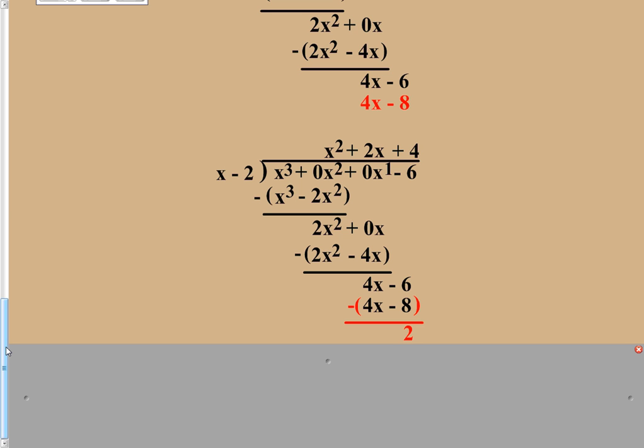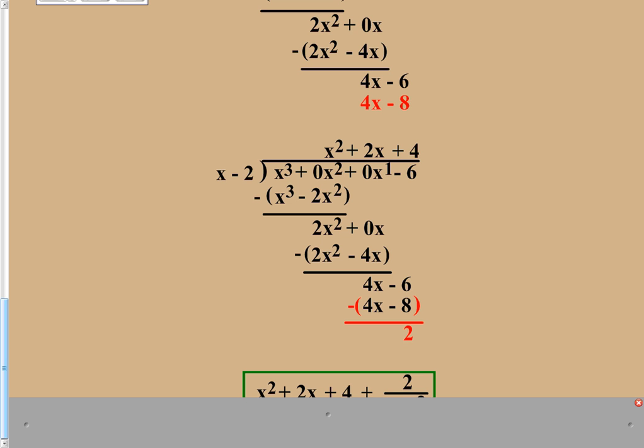The answer is x squared plus 2x plus 4, and there is a remainder on this problem. And as you remember, the remainder goes over the divisor. X squared plus 2x plus 4 plus 2 over x minus 2.